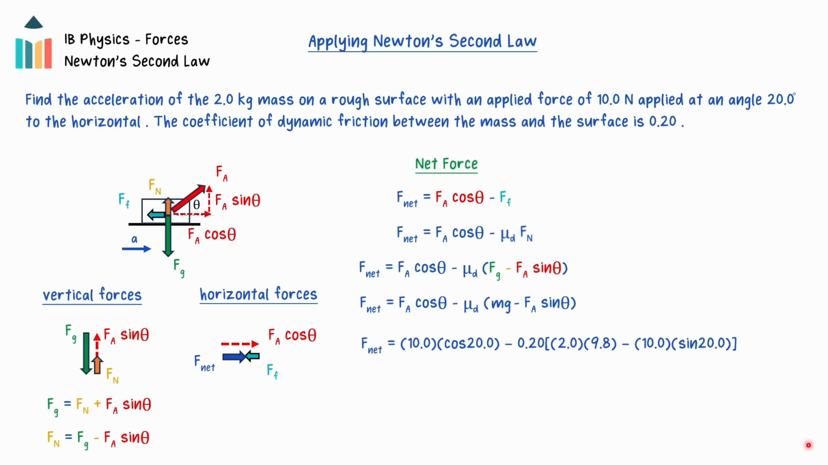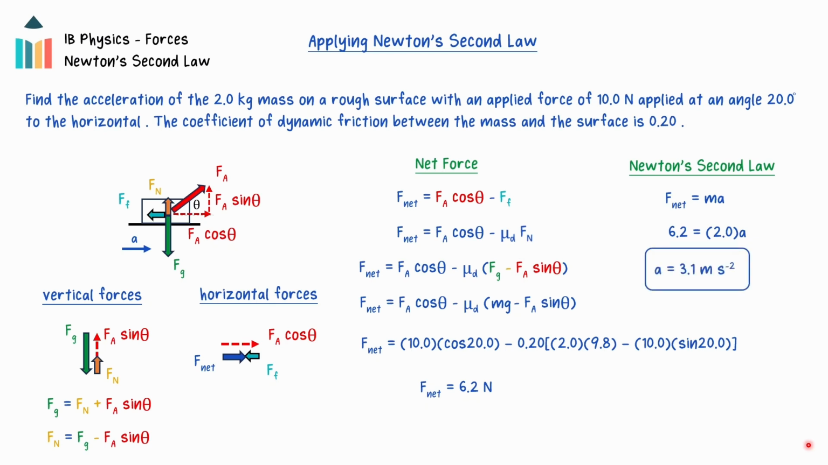Substituting the given values and solving, we can see that the magnitude of the net force is 6.2 newtons. Substituting this value into Newton's second law and solving, we can find that the acceleration of the block is 3.1 meters per second squared.